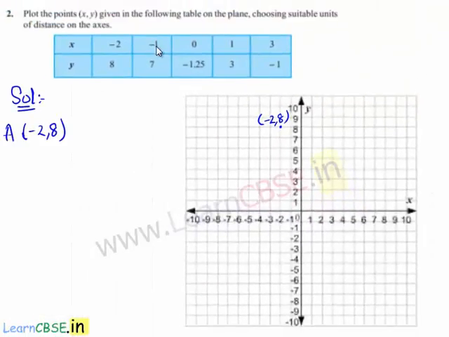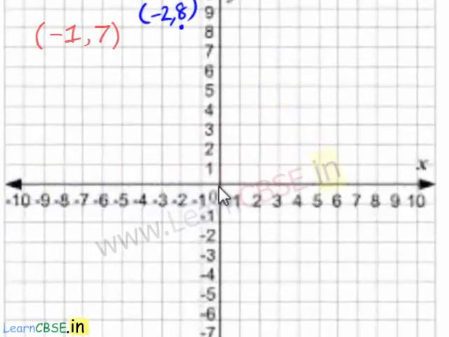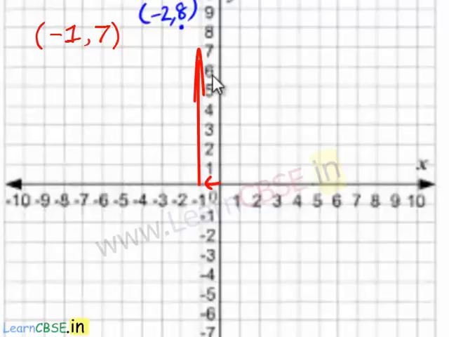Now let us take the second point B, (-1, 7). Starting from the origin, since the x coordinate is given as minus 1, we move 1 unit along the negative direction of the x-axis, and further from here, since the y coordinate is given as plus 7, we move 7 units along the positive direction of the y-axis. So the point (-1, 7) will be here.